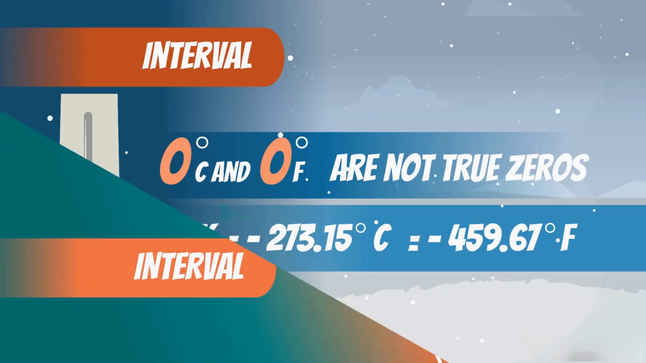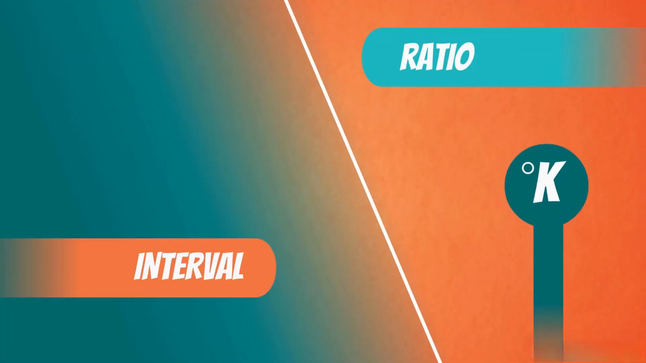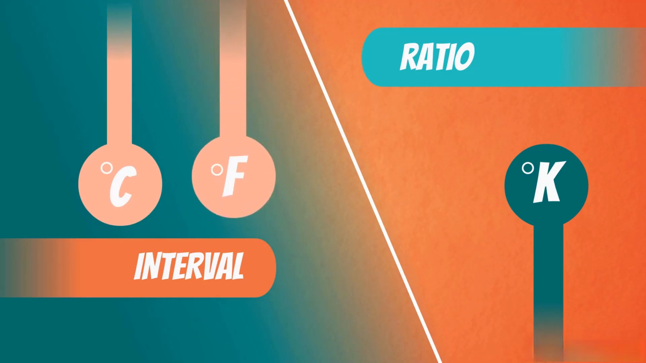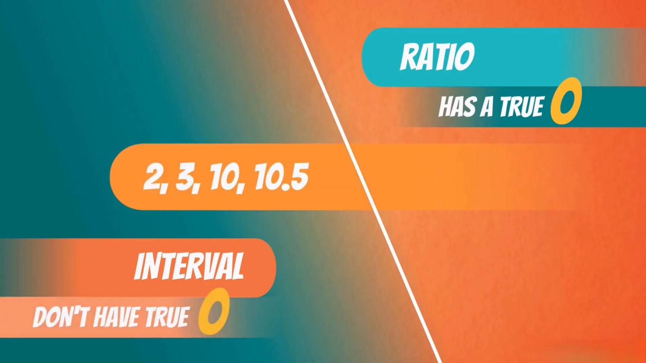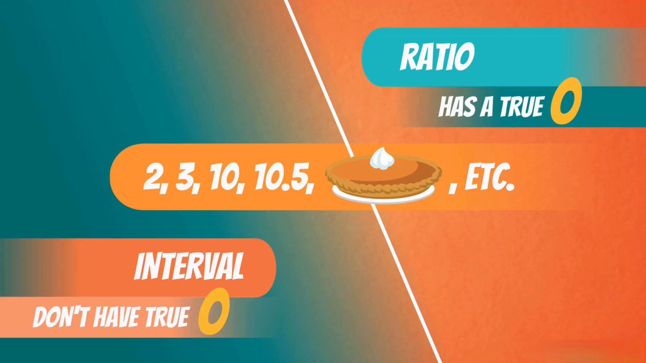Variables shown in kelvins are ratios, as we have a true zero, and we can make the claim that one temperature is 2 times more than another. Celsius and Fahrenheit have no true zero and are intervals. Finally, numbers like 2, 3, 10, 10.5, etc. can be both interval or ratio, but you have to be careful with the types you are operating in.